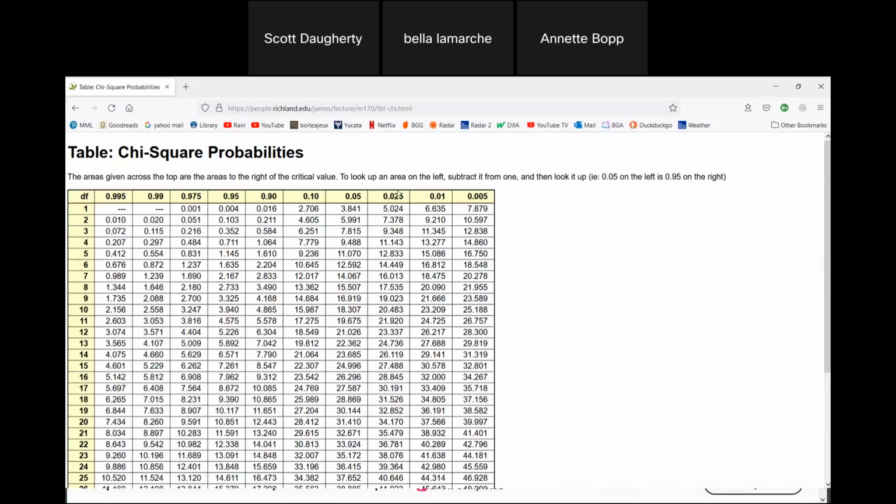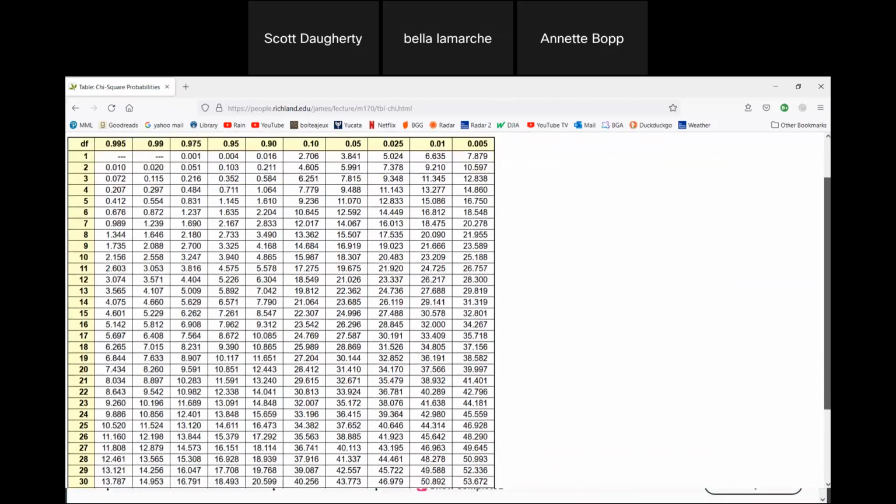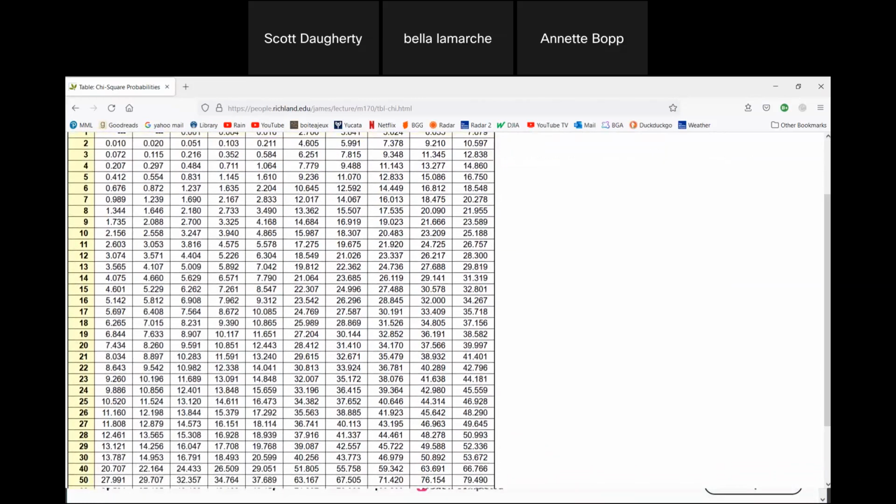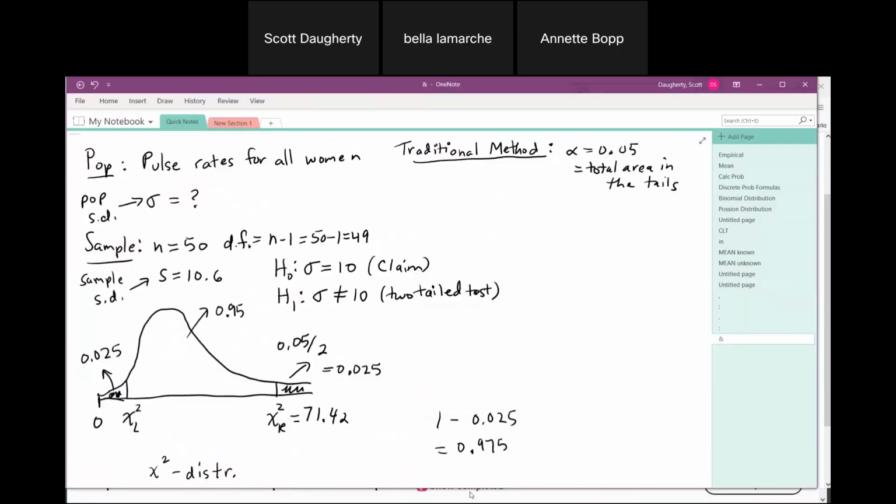So if you're using the third column from the end over here on the right, you should be using the third column over here from the left. So this makes sense, right? 0.975 and 0.025 are the two columns that we're using. So anyway, scroll down to 49 or 50, and you get 32.357. Okay, so those are our critical values. In other words, the boundaries that will help us determine whether we're going to reject the null hypothesis or fail to reject.